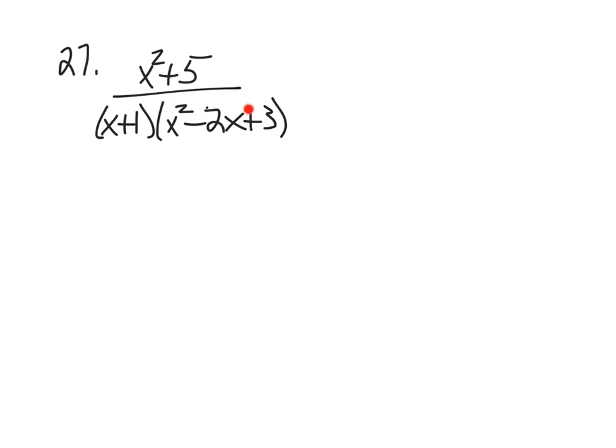The beginning is the same, we got to factor the denominator, but if you look closely, it's already factored because there is no factors of positive 3 that can add to give you negative 2. And so this is already factored, and so then I'm just going to go straight into the setup.